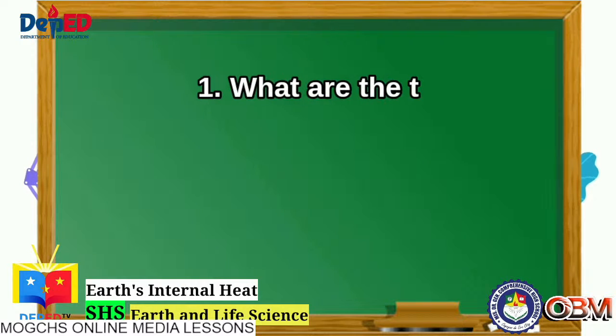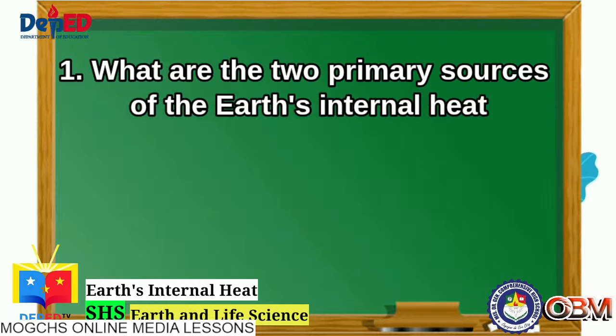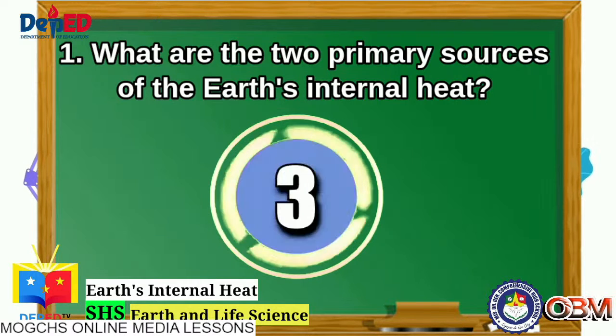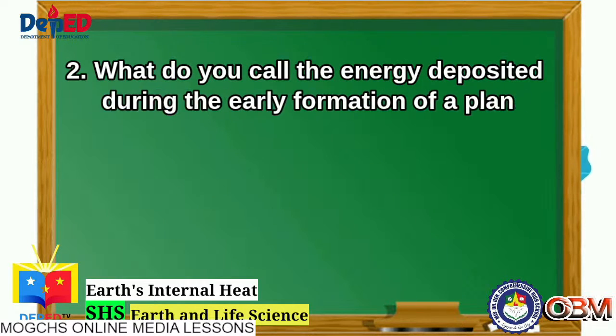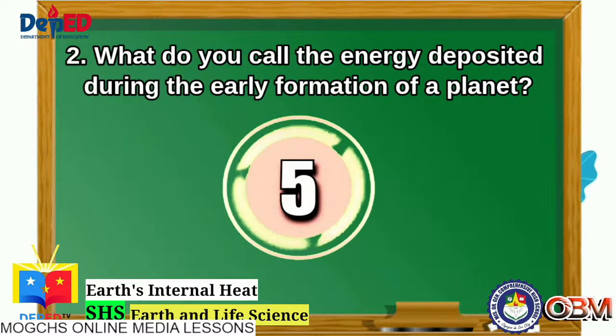Number 1. What are the two primary sources of the Earth's internal heat? Again, what are the two primary sources of the Earth's internal heat? Number 2. What do you call the energy deposited during the early formation of a planet? Again, what do you call the energy deposited during the early formation of a planet?